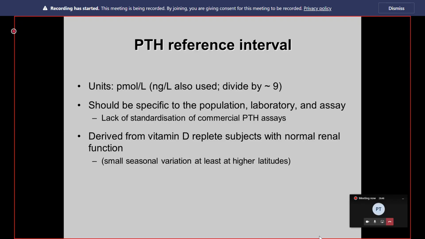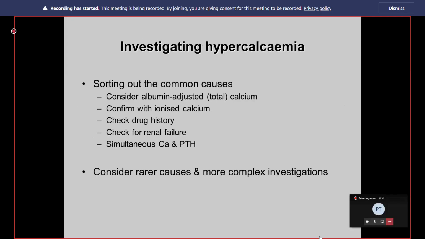in theory has an advantage because it's more specific to the intact or the whole molecule, but in practice hasn't been shown to be preferred. So either the second or third generation assays are acceptable. And for establishing reference intervals, the subjects used should be vitamin D replete and with normal renal function. So when you want to investigate hypercalcemia or even hypocalcemia, the first thing is to sort out the common causes.